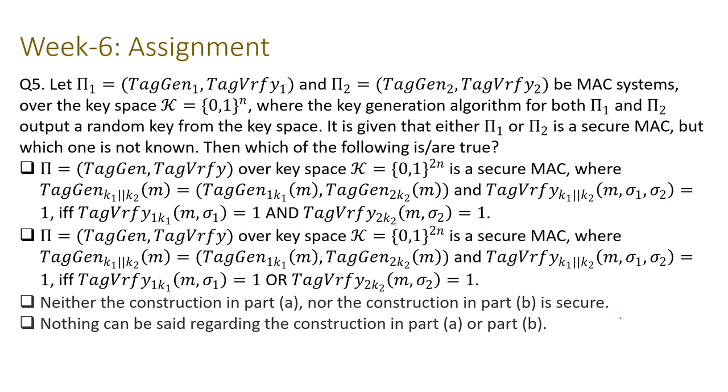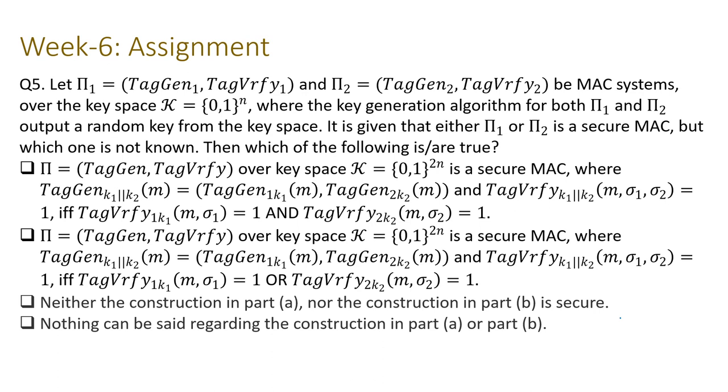This one I think we discussed last week also. Quickly, anyone would like to answer? I will go through the question once again. It's given that let pi 1 and pi 2 be two MAC systems. Pi 1 has corresponding tag generation and tag verification algorithms denoted Tag Gen 1 and Tag Verify 1, and pi 2 also has its own, denoted Tag Gen 2 and Tag Verify 2.